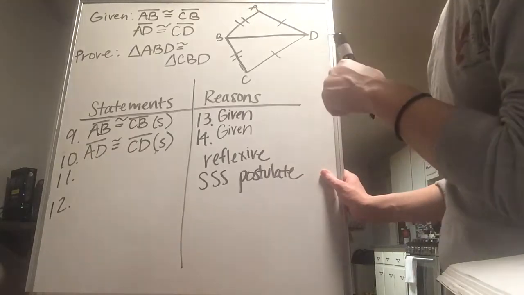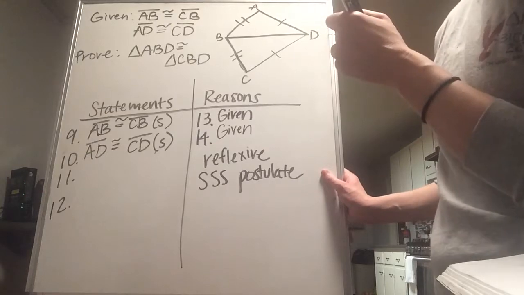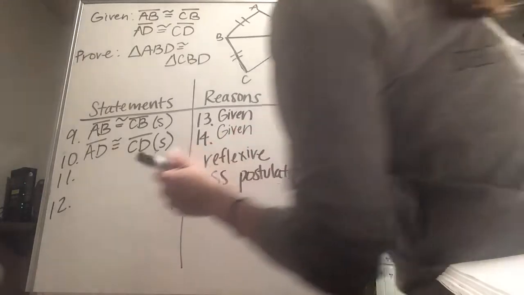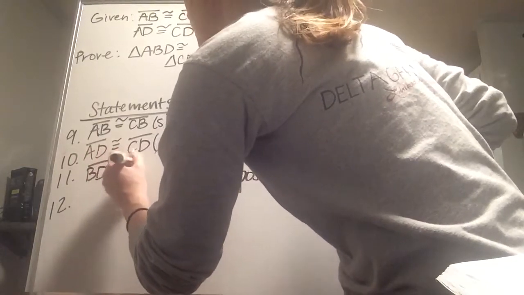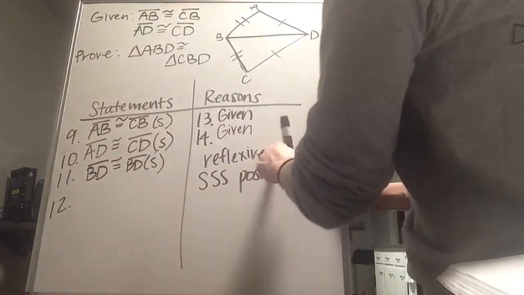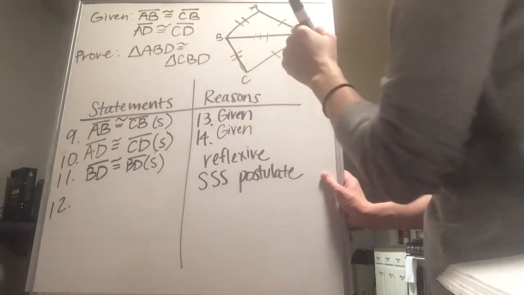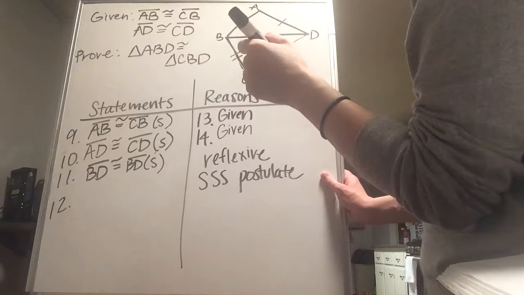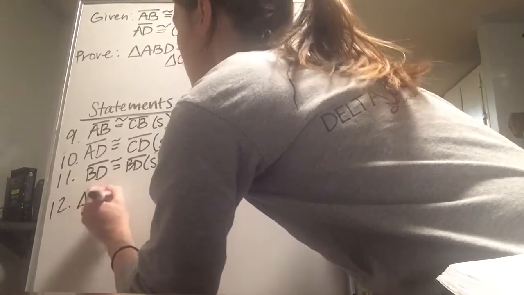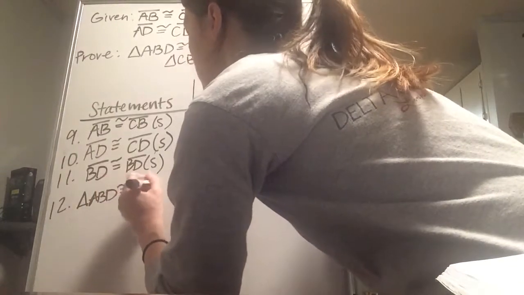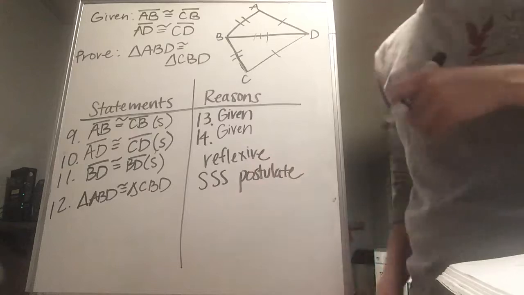Now what about my reflexive one? What side can I say is equal because of the reflexive property? So that would be line segment BD. So line segment BD is congruent to line segment BD because of the reflexive property. So then I've established three different sides of congruency. So I've established that triangle ABD is congruent to triangle CBD. And that is because of the side-side-side postulate.